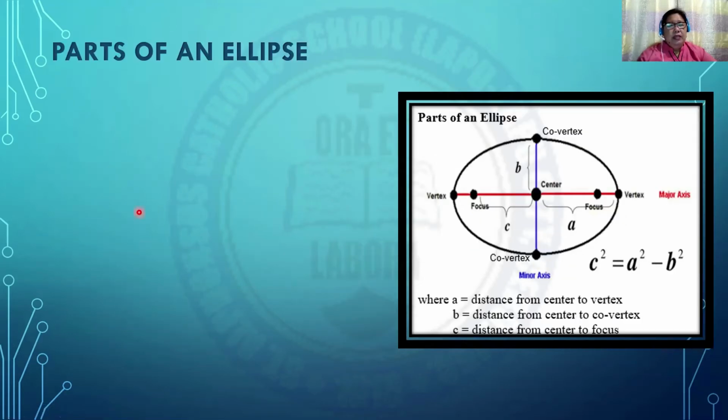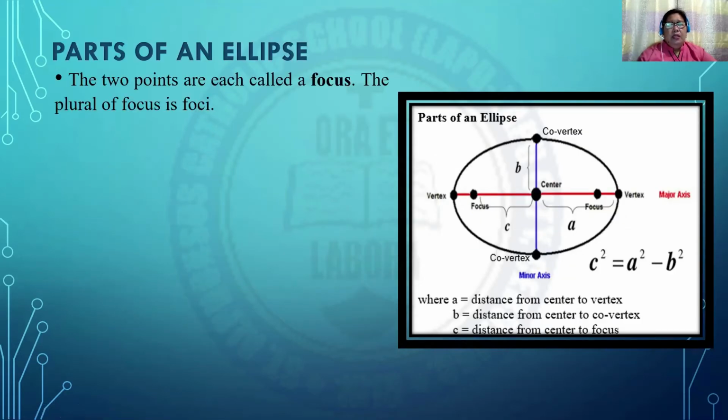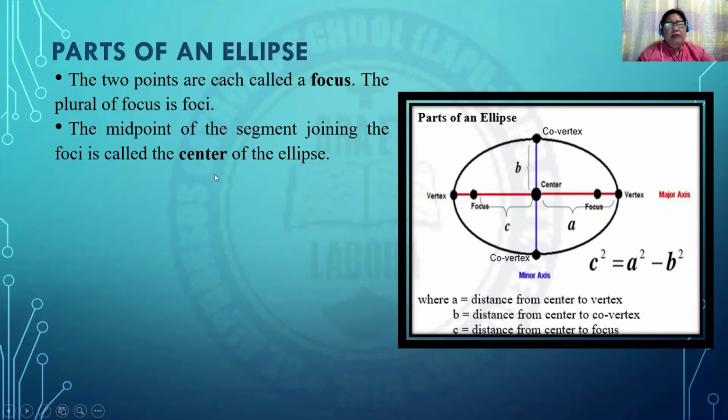Let us have the parts of an ellipse. The 2 points are each called a focus. The plural form of focus is foci. So this is the first focus and this is the second focus. The midpoint of the segment joining the foci is called the center of the ellipse. This is the center of the ellipse.